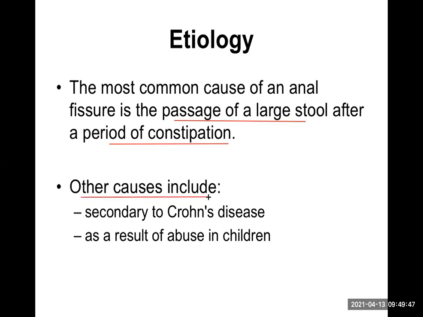Other causes include Crohn's disease, and as a result of sexual abuse in case of children. Sexual abuse is increasing everywhere in the world these days. This is a part or type of child abuse. There may be tear and Crohn's disease. It's a type of inflammatory bowel disease. Remember, there is involvement of the GI tract. The whole GI tract is affected in Crohn's disease. So it may also involve the anal canal region.